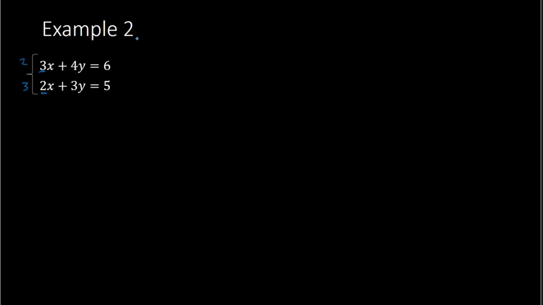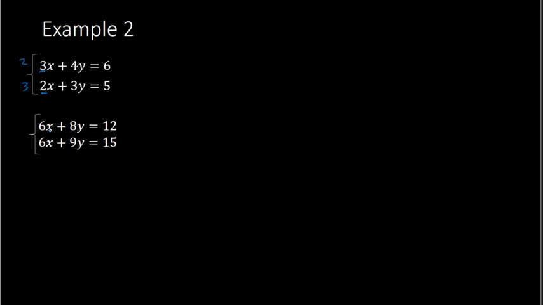That could be the easiest way to do this. It's not the only way. You can multiply by other numbers as long as the two equations become the same for x. Alright, so if I do it this way, we have 2 times the entire top equation. So we'd have 6x plus 8y equals 12. And then 3 times the entire bottom equation, we would have 6x plus 9y equals 15.